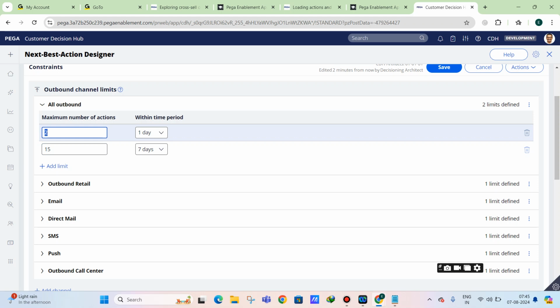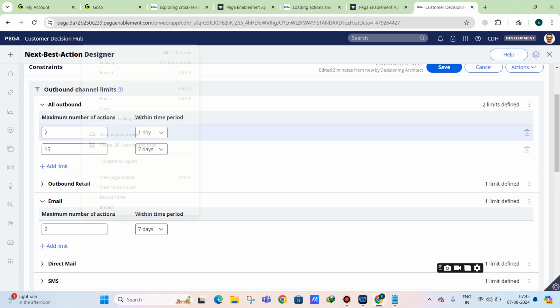Okay, now for example I kept 2 actions per day here, but here I kept 2 actions in 7 days, then this will be considered. So the channel level will override the all channel levels. That's what will happen. The specific channel level contact policy will override the all channel level contact policy. So here I have mentioned 2 actions per day, but here I have mentioned 2 actions in 7 days. So this will be considered as the contact policy for email.